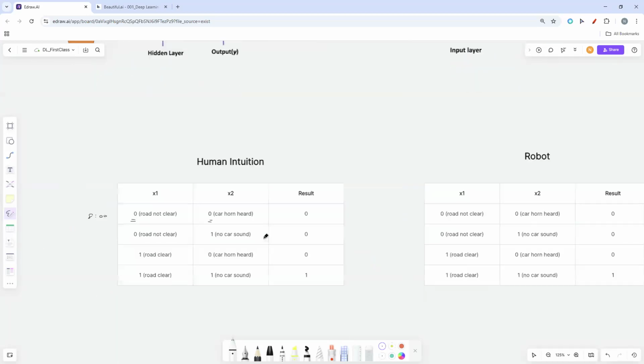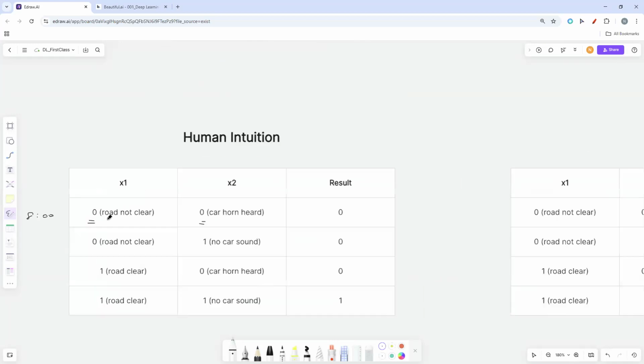So in this situation, at 8 o'clock this person is going to office, and you know what he has done. He found that the road is not clear, a vehicle is approaching towards him, and some car horn sound was heard. So what will he do? He will not cross the road. Am I right or wrong? He will not cross the road. That's why the output is 0.